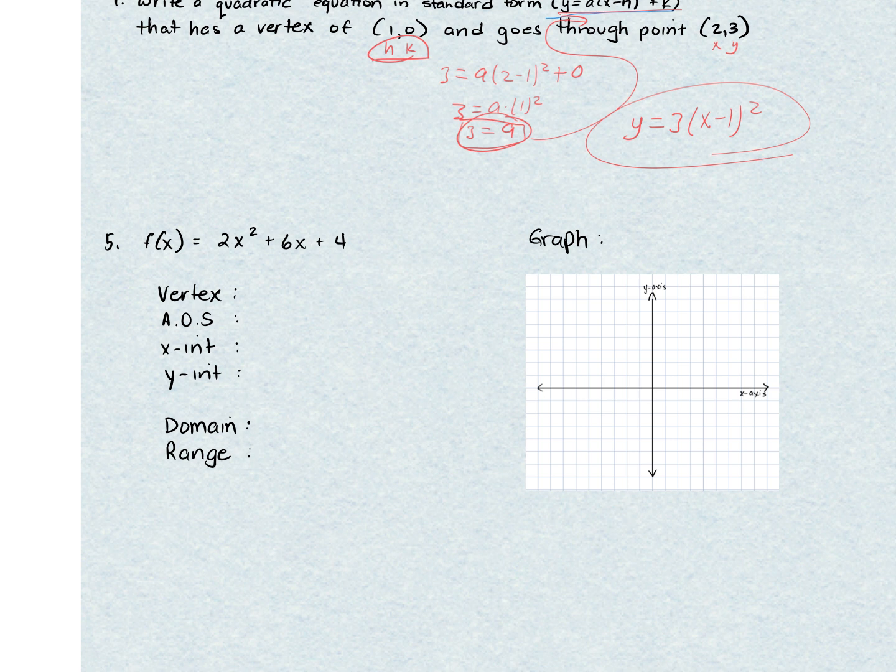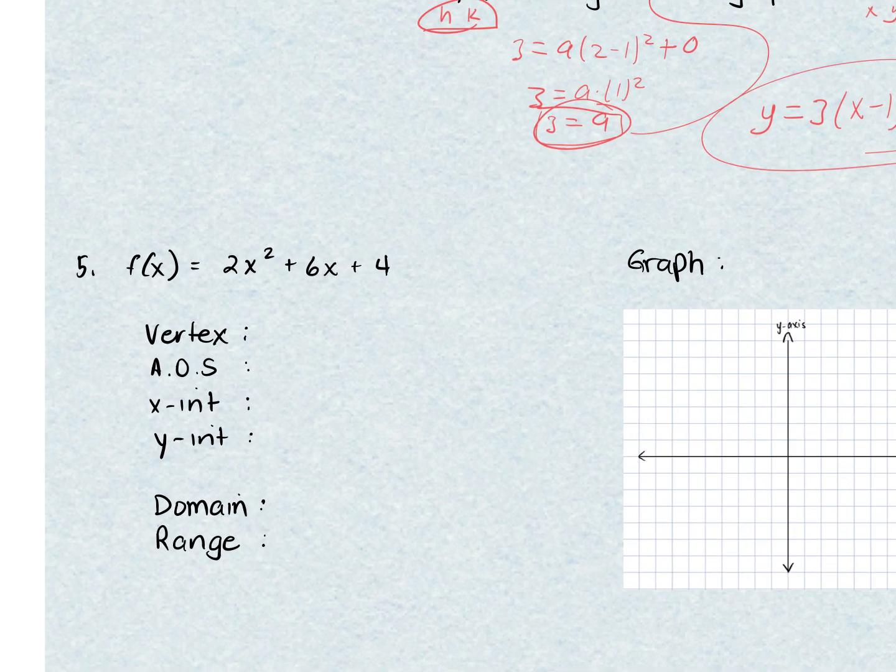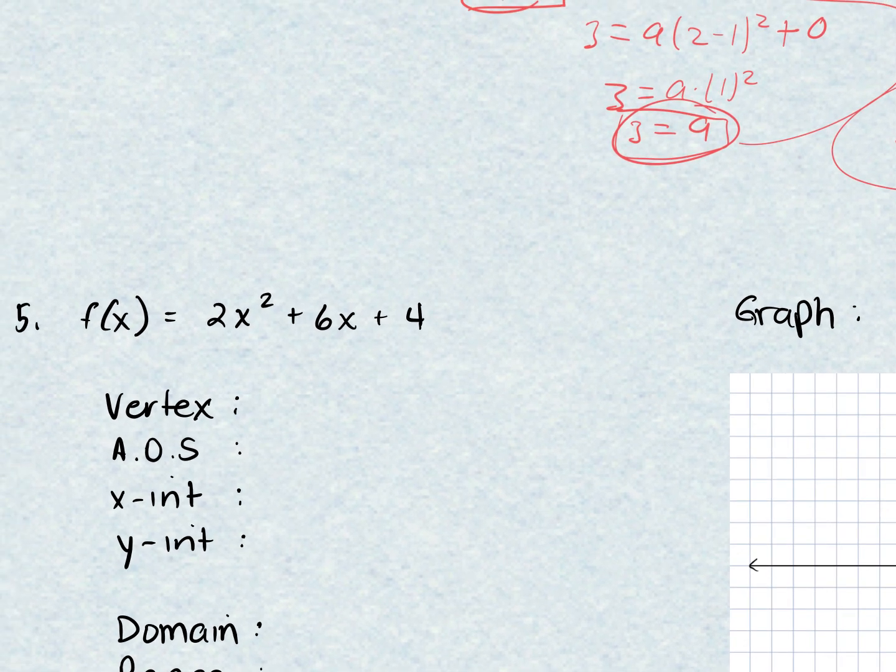Just one where you have to graph given either quadratic form or vertex form, right? So this is an example of a problem in quadratic form. You should know how to do it both ways. On the next page, you'll see one in vertex form. But in quadratic form, to find the vertex, let's go ahead and label these A, B, and C. So A is 2, B is 6, and C is 4.